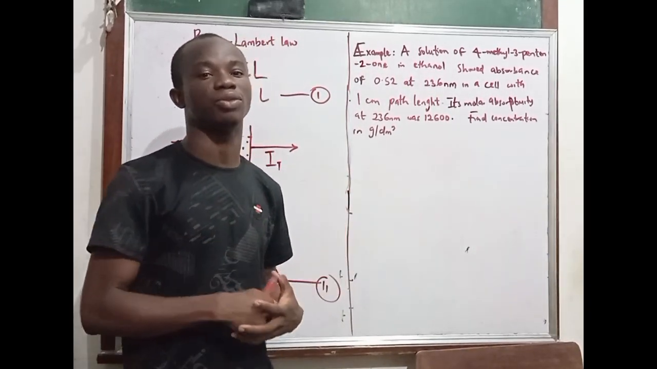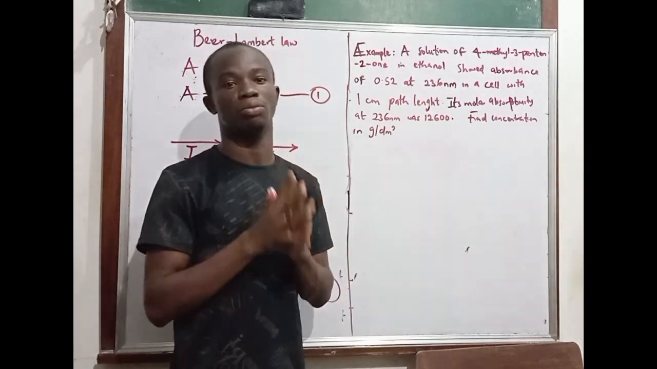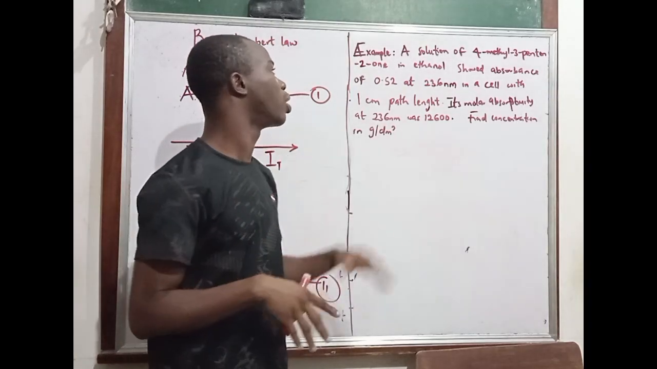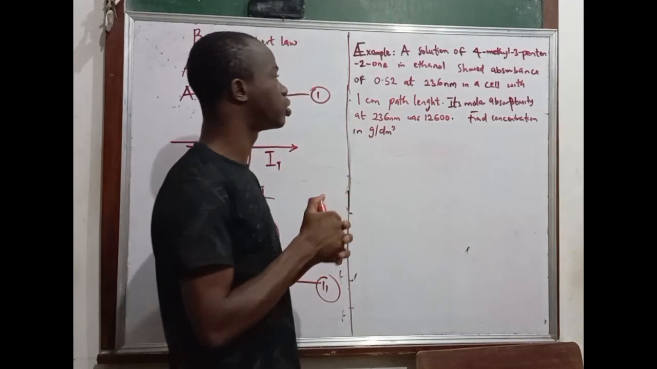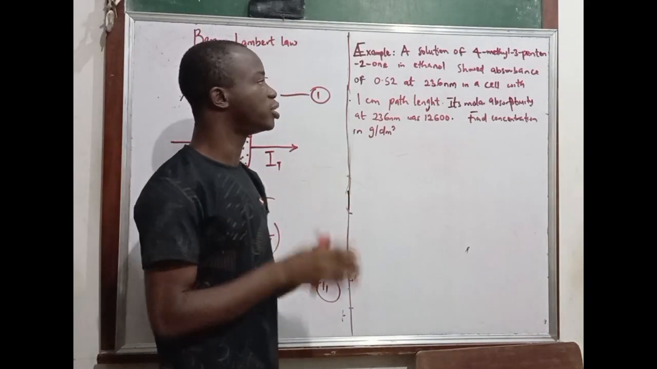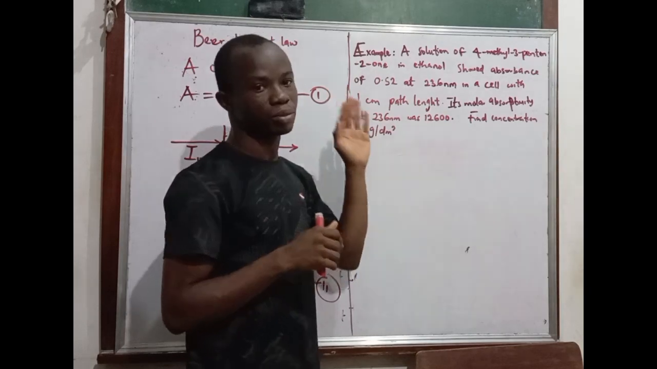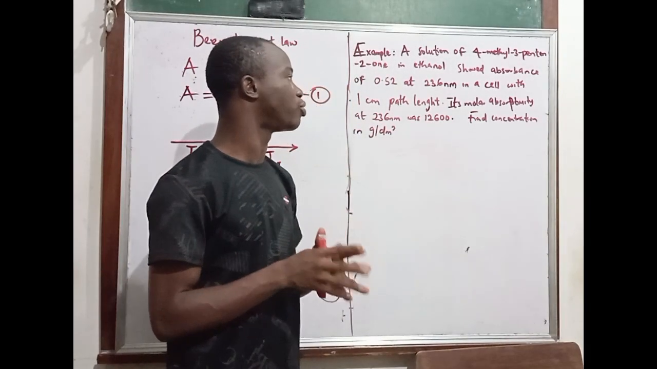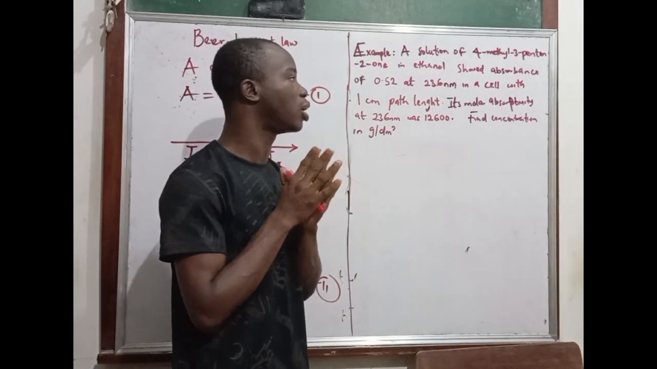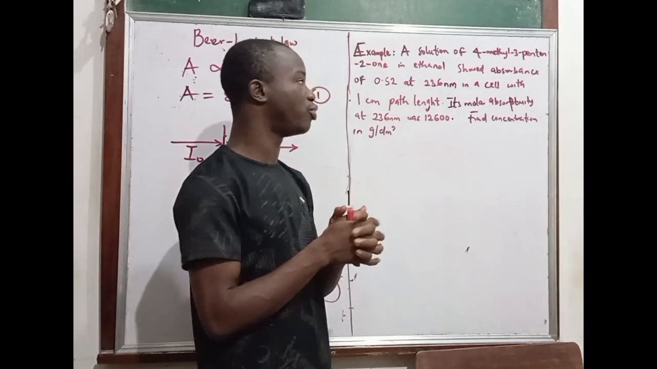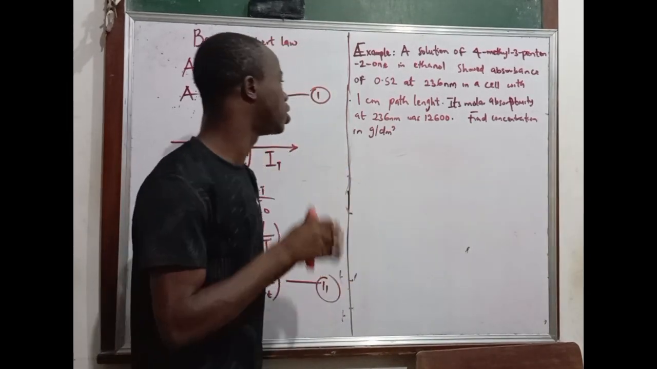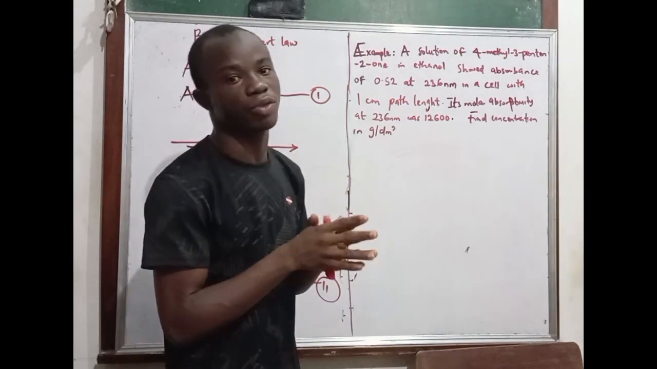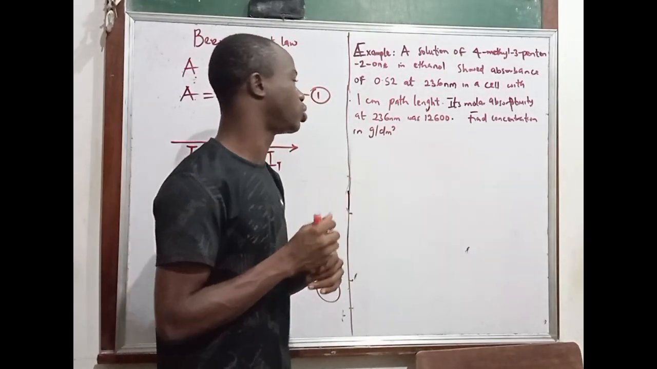how we can apply the formulas I've given from Beer-Lambert law. First, in the question, we are given that a solution of 4-methyl-3-pentanone in ethanol shows absorbance of 0.52 at 236 nanometers, which is the wavelength, in a cell with 1 centimeter path length. Its molar absorptivity at 236 was 12,600. Find the concentration in gram per dm cubed.